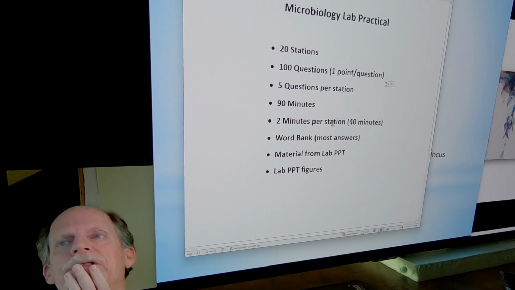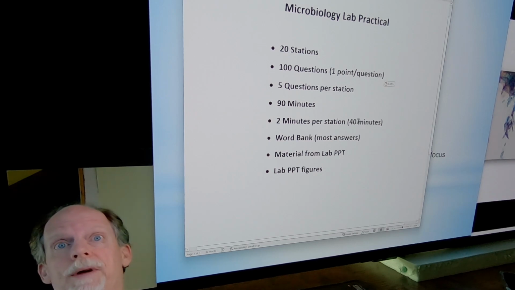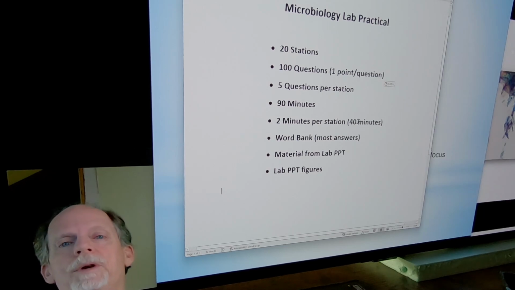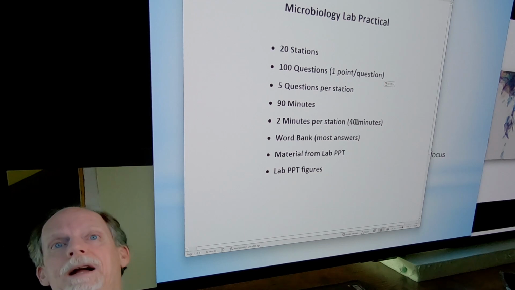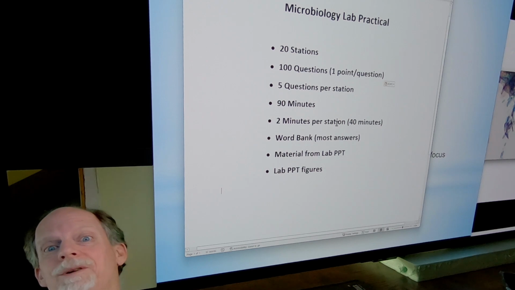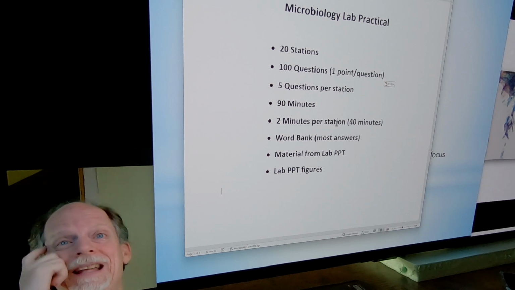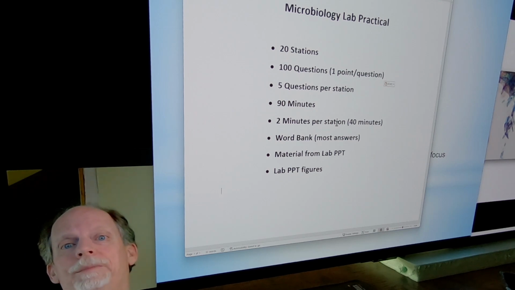If we spend 2 minutes at each station, that takes about 40 minutes to go around: 20 stations at 2 minutes per station is 40 minutes. That means you're 40 minutes after the hour, so you'd have another 45 or 50 minutes to go back and answer questions that you left blank or didn't know. If you get to every station in those 2 minutes and you leave 30 or 40 blanks at that point, it's a very bad sign that you weren't prepared for the practical.